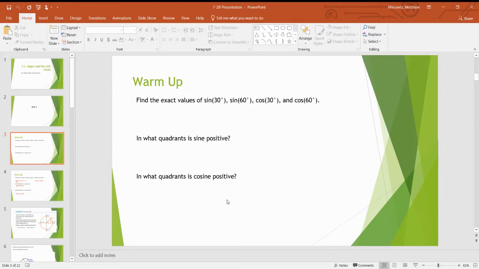Then I also want you to find where the sine is positive and where the cosine is positive. What quadrants would those be? So pause the video, do a few minutes of thinking, write down your ideas, and then we'll check.